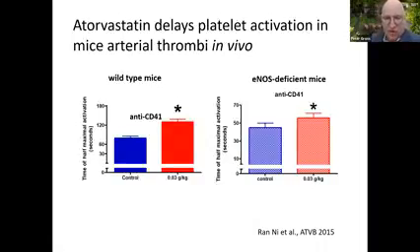So after a lot of work, we actually figured out what was going on. What these graphs show is that the platelets in the thrombus accumulate normally, but they activate slower, okay? So this is the time until they're half maximally activated in vivo in the mouse. And you can see that the statin makes that happen longer. So the platelets accumulate, but they activate slower. And if you do that in the eNOS deficient mice, you can see they're activating quicker than the control mice, but they're still activating slower if they're treated with a statin.